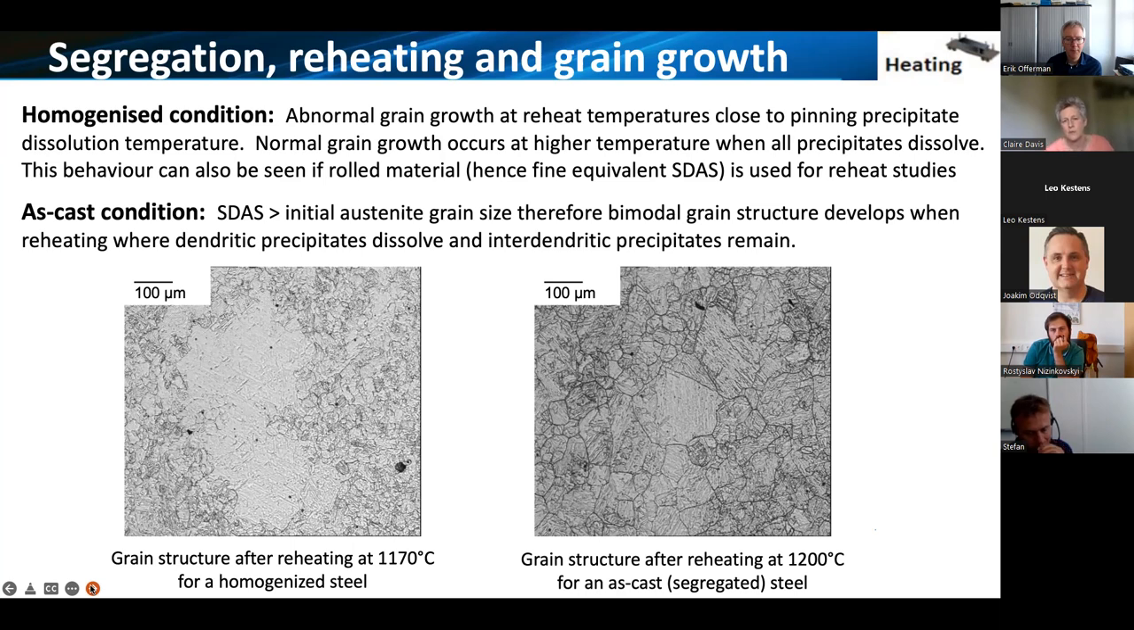So one of the things that we know is that to avoid these non-uniform grain structures, we do need to take into account what's happening in a representative as-cast microstructure, not always just a lab microstructure.